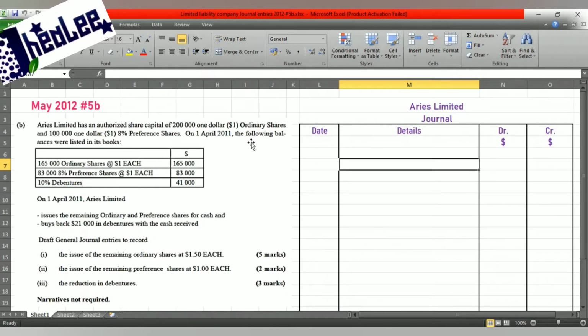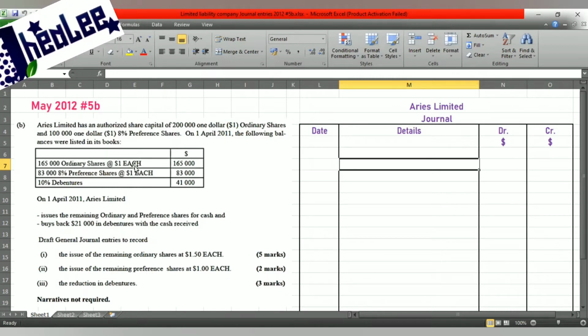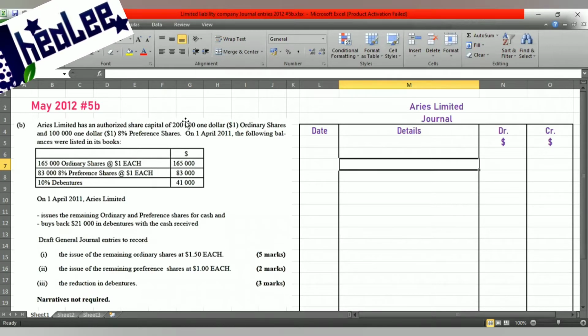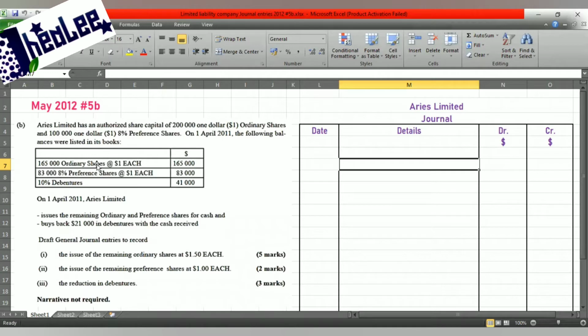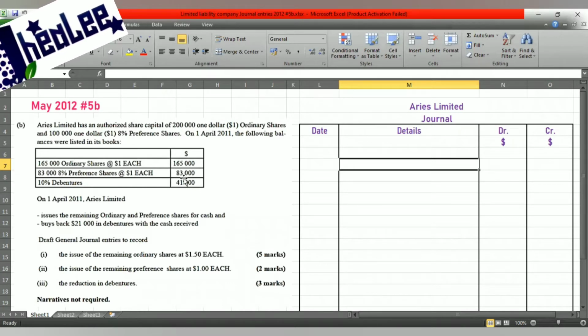On April 1st, 2011, the following balances were listed in its books. 165,000 ordinary shares were sold at $1 each out of the authorized 200,000. 83,000 8% preference shares were sold at $1 each, and that is out of the authorized 100,000. 10% debentures was issued, and the value there is 41,000.